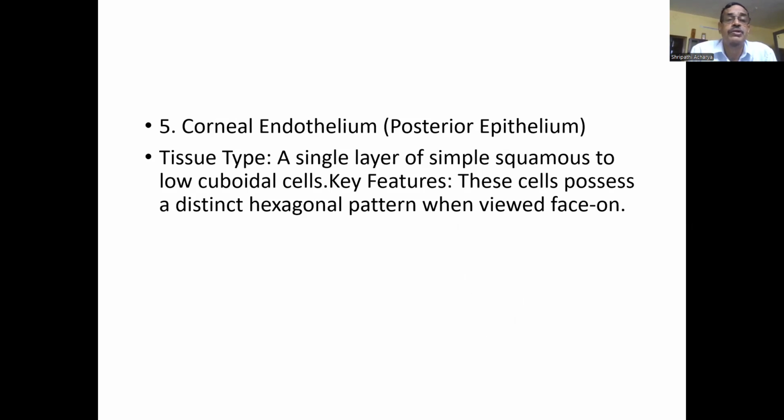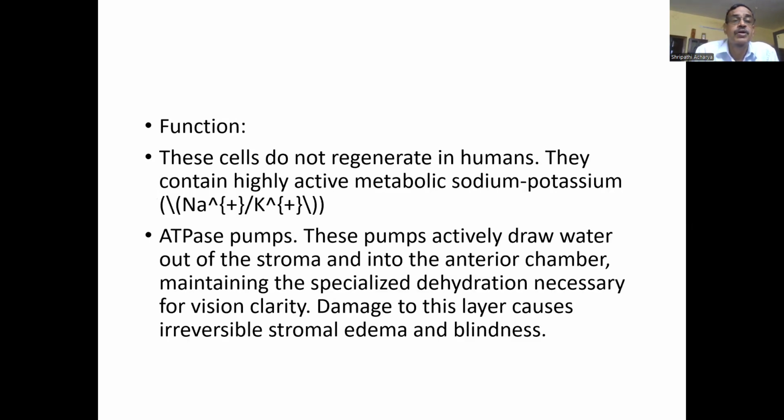5. Corneal endothelium, posterior epithelium. Tissue type: a single layer of simple squamous to low cuboidal cells. Key features: these cells possess a distinct hexagonal pattern when viewed face on. Function: these cells do not regenerate in humans. They contain highly active metabolic sodium-potassium ATPase pumps.